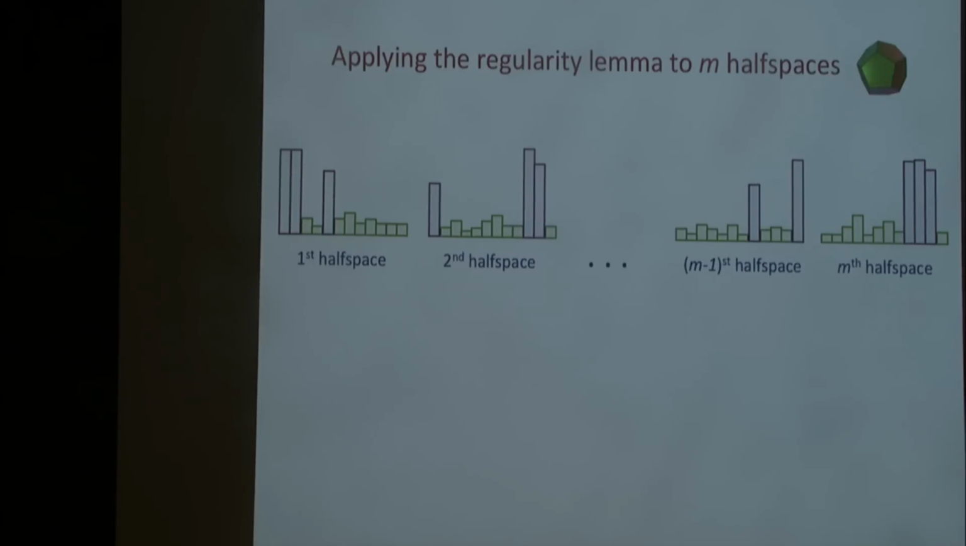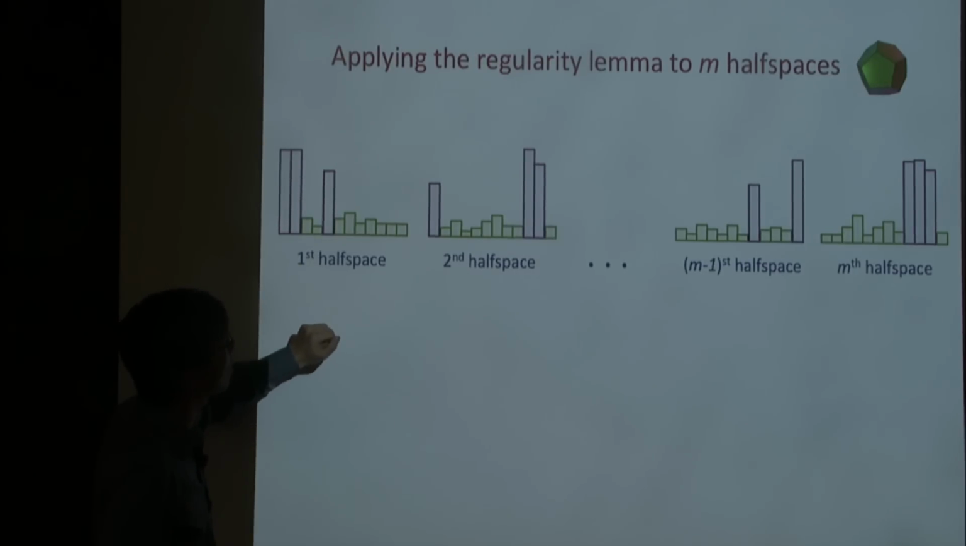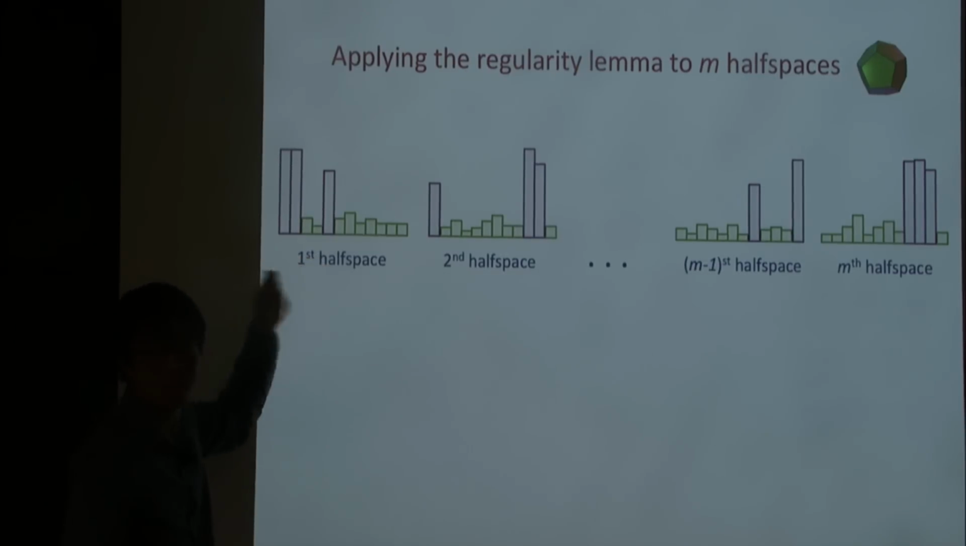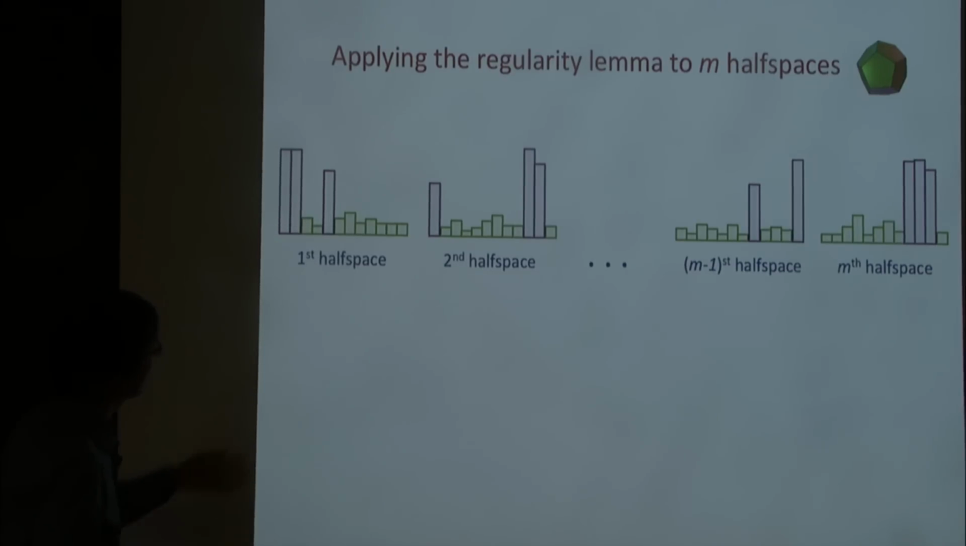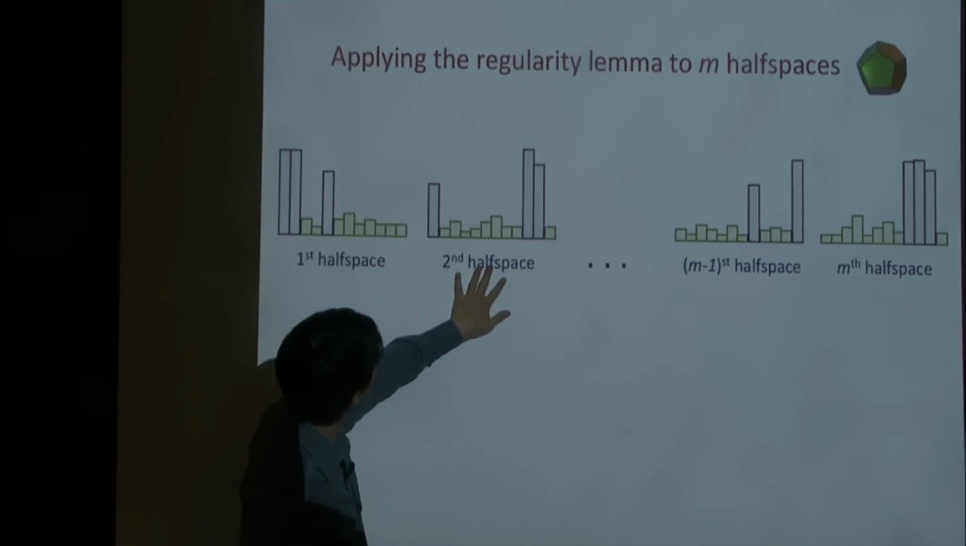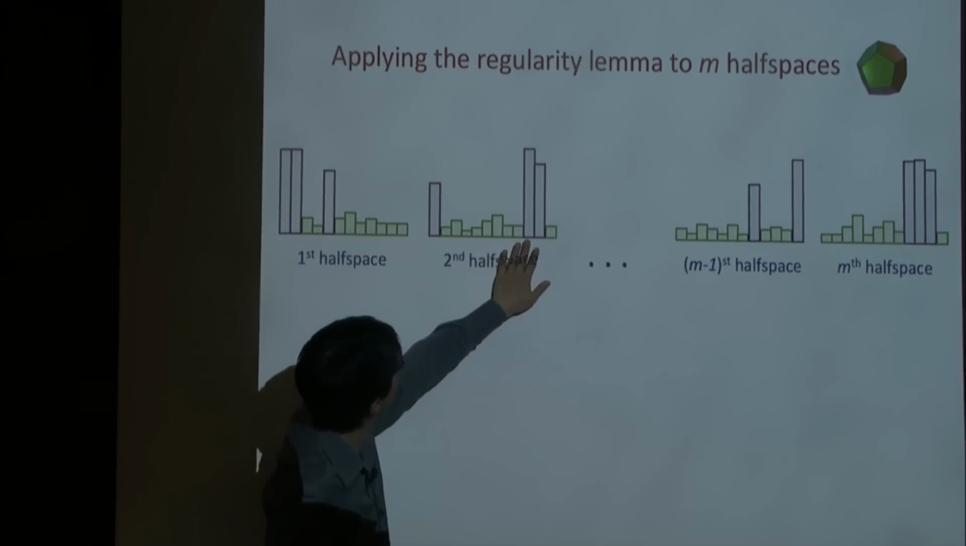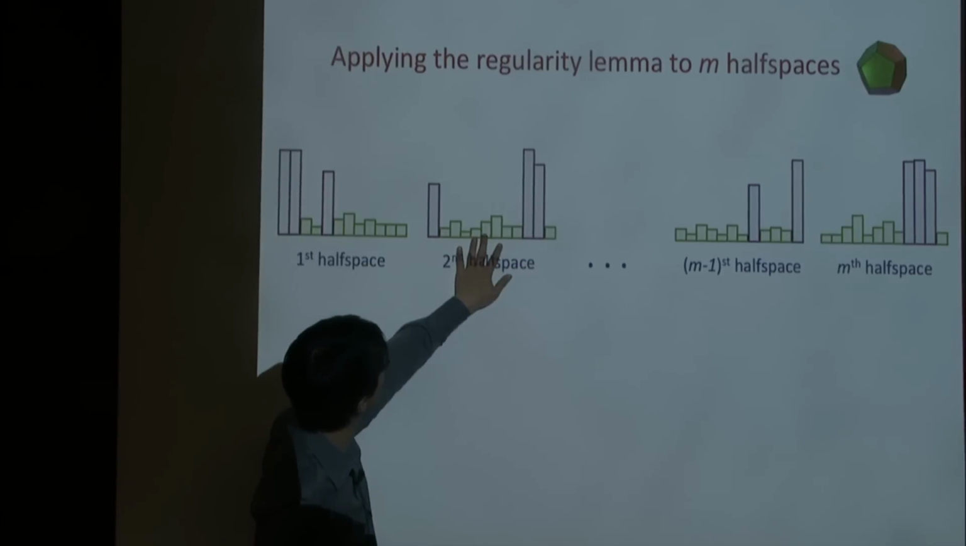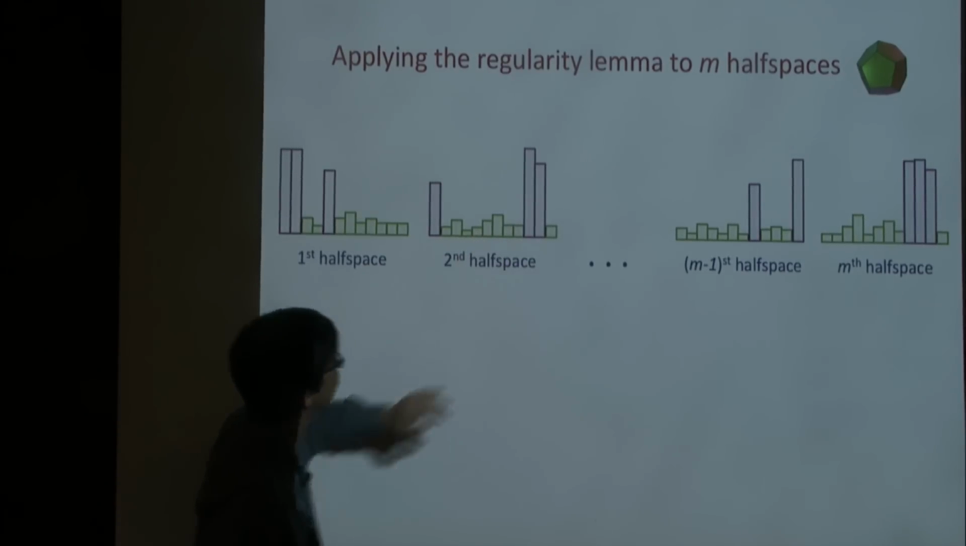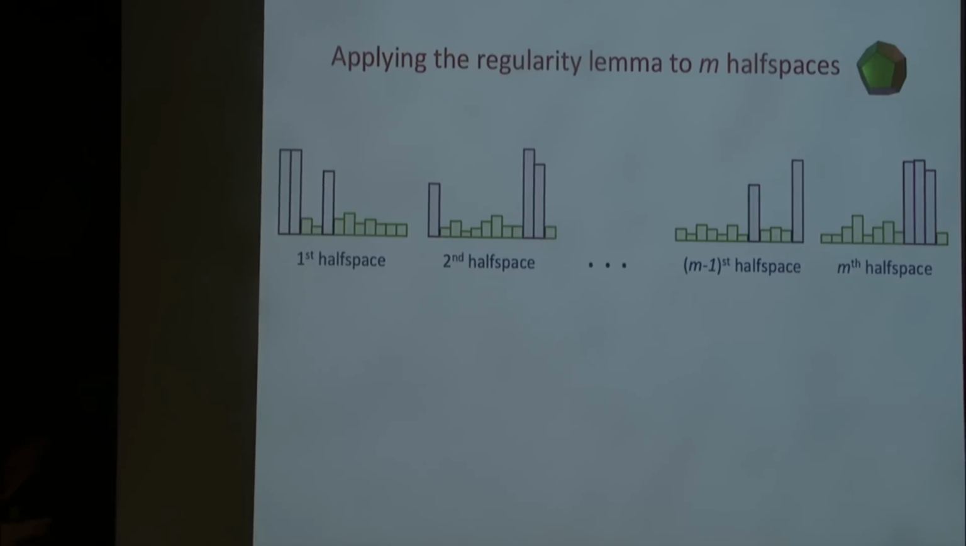OK, so how do you apply the regularity lemma? You have it for a single half space. You apply it individually for every half space in your polytope. And indeed, for any specific half space you look at, you can just kill off poly log n many variables, and you get something regular that remains. We'd love it if it were just a green picture. But it's these purple spikes that are messing us up.